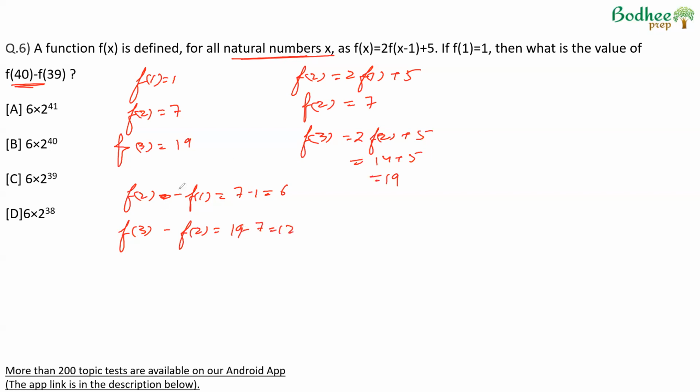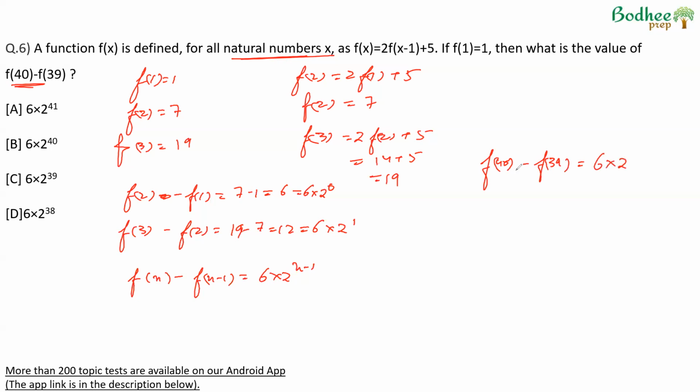We're looking for a pattern. Now, F2 minus F1 is nothing but 6 into 2 raised to power 0. F3 minus F2 is nothing but 6 into 2 raised to power 1. So we can say that Fn minus Fn minus 1 is equal to 6 into 2 raised to power n minus 2, where n is 2, n minus 1, this is n minus 2. For n is 3, n minus 1, n minus 2, and therefore F40 minus F39 will be equal to 6 into 2 raised to power n minus 2, which is 38. Hence, option D becomes the answer.